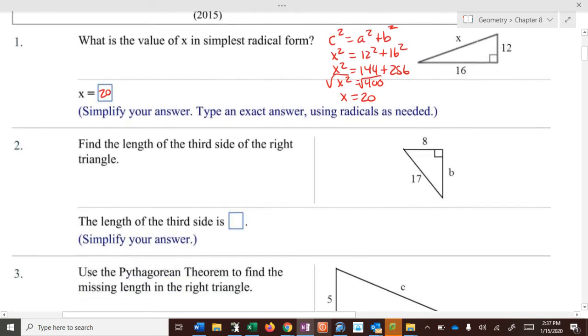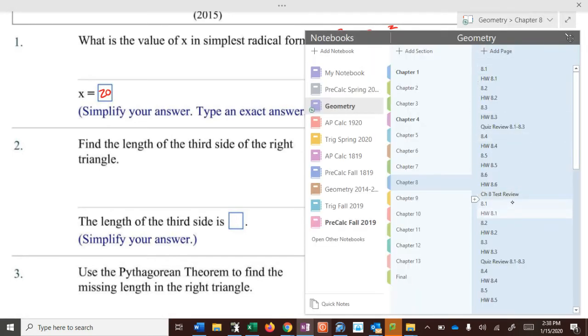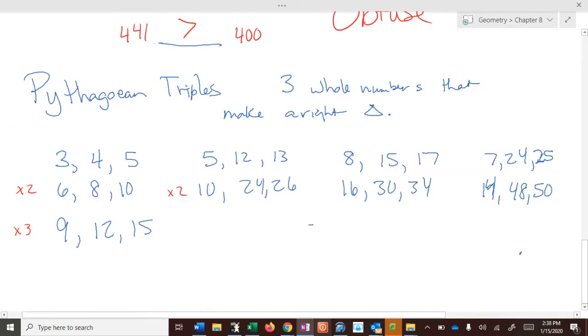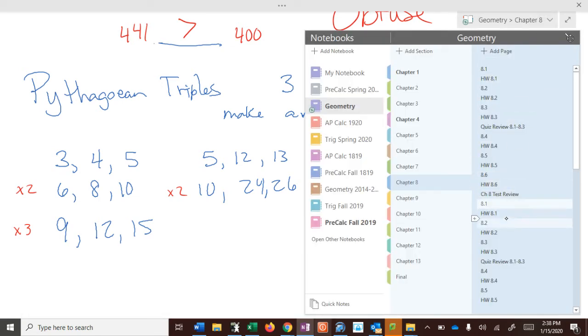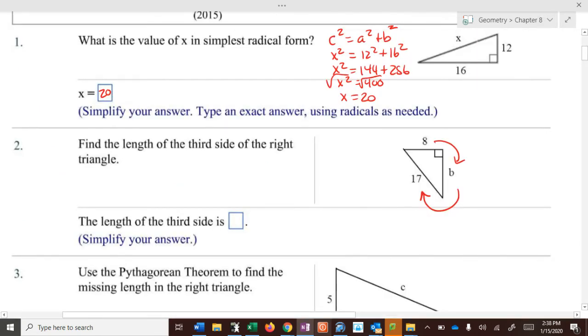Okay? 8, what? 17. Okay, now we're going to cheat. How are we going to cheat? Well, we're going to look at our Pythagorean triples. 8, what? 17. 15. So if you know your Pythagorean triples, you don't even have to do the math.